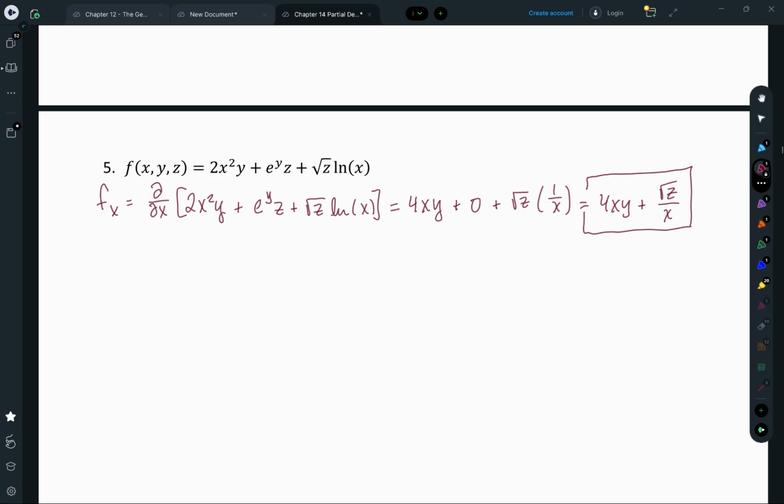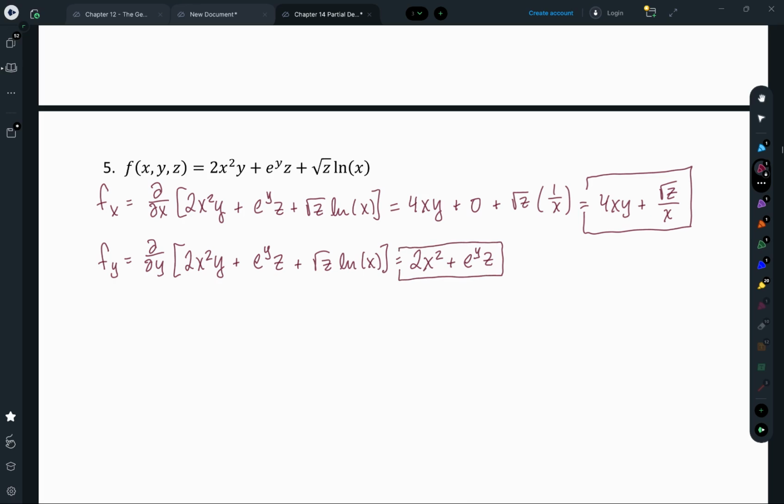And that's good. Now let's do the same for f sub y. We'll be taking del y of 2x squared y plus e to the yz plus root z ln of x. When we run the del y through the terms, the first one, 2x squared y, the derivative with respect to y will just be 2x squared. The e to the yz will just be e to the yz. And the last term is root z ln of x. There are no y's in there, so that is simply going to be 0, and we're done. That's what we get, 2x squared plus e to the yz.